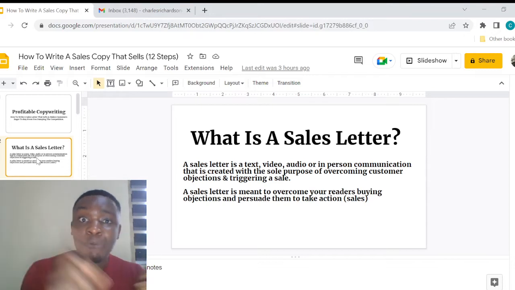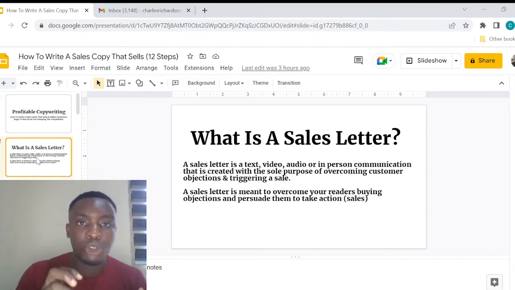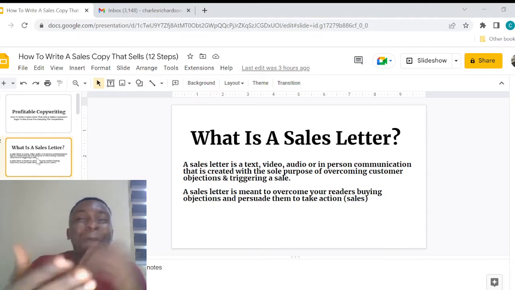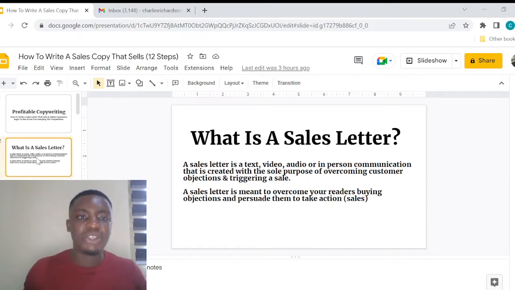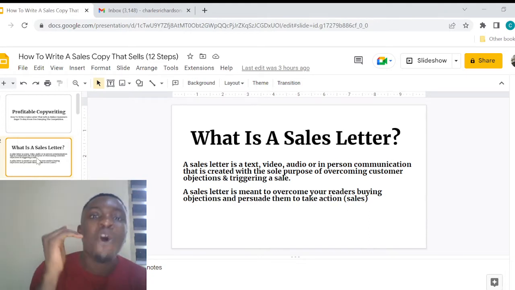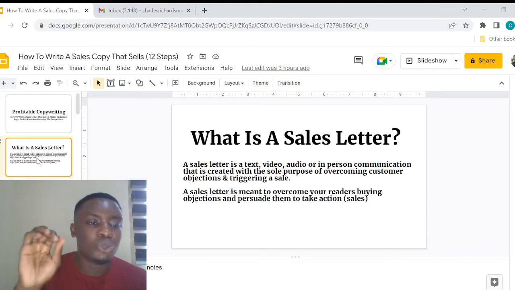It can come in form of text, which is the most popular, which you see on website. It can come in form of video, which is a video sales letter, and it can also come in form of audio, which is voice or in-person communication. Whichever form it comes in, it can be delivered in a way that will break every one of your customers' objections, and then at the end of the day lead to a sale.